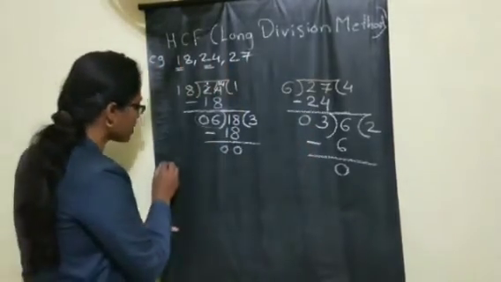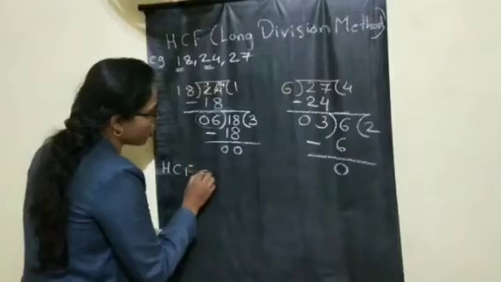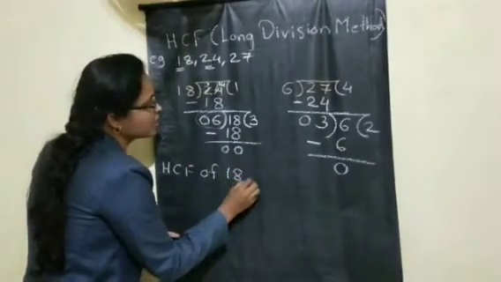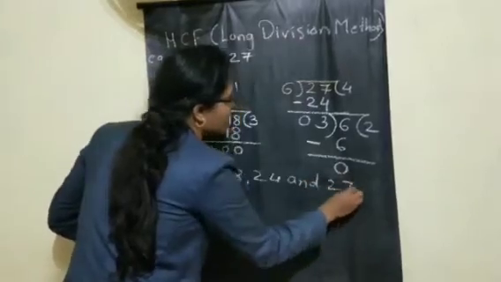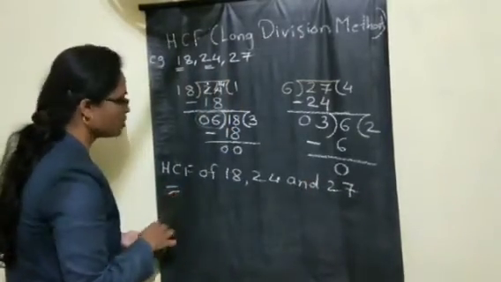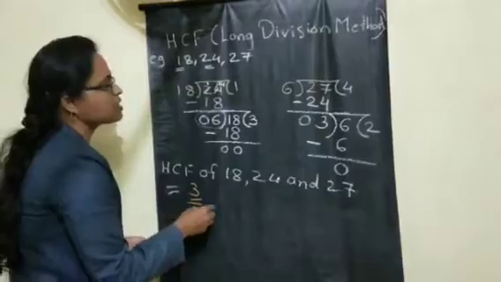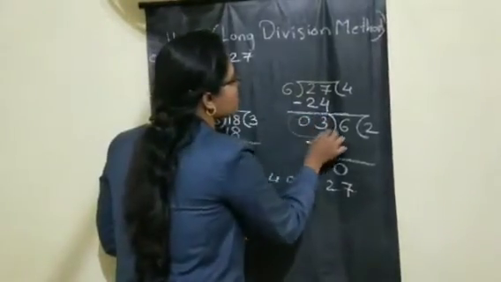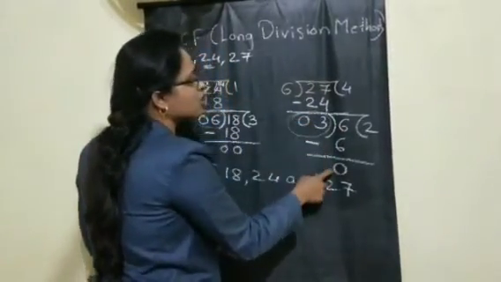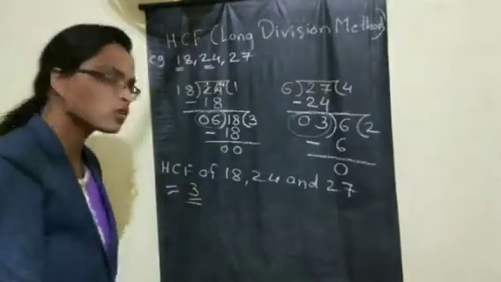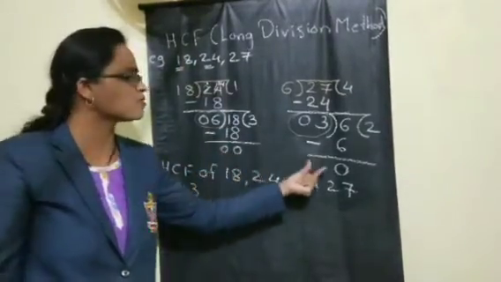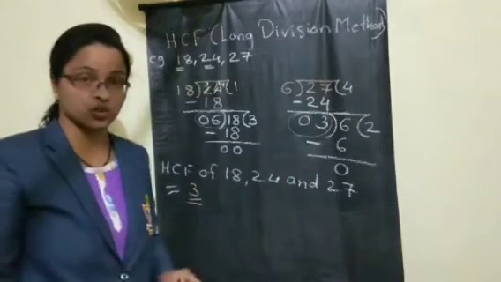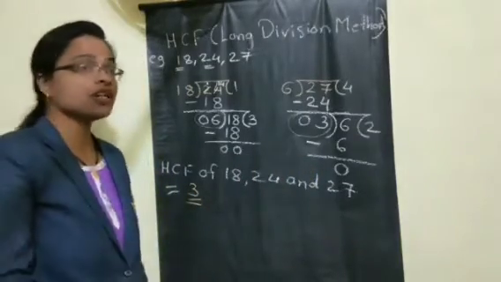So that's what you have to write. HCF of 18, 24 and 27 is equal to 3. The answer is 3 because with this number 3 we got the last answer as 0. So like this we have to go on dividing till we get 0 at the bottom. Understood? What have we done?